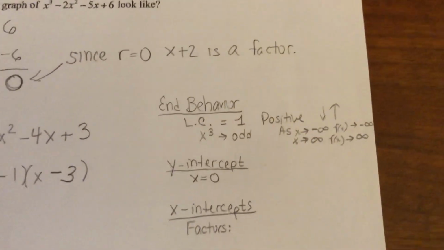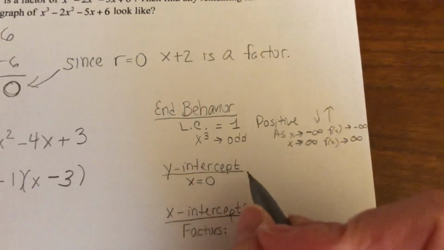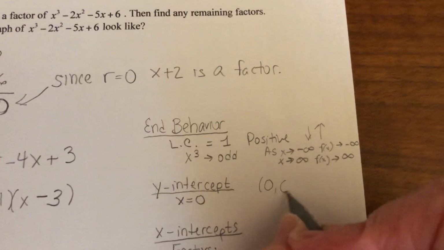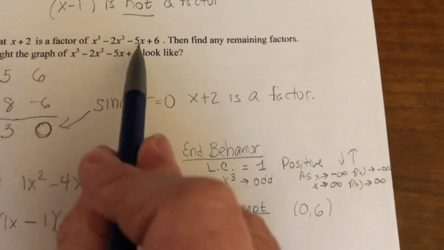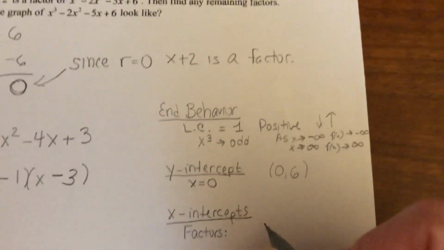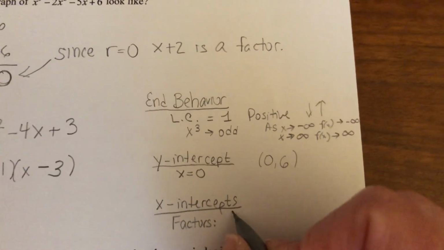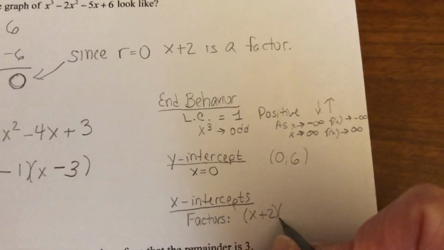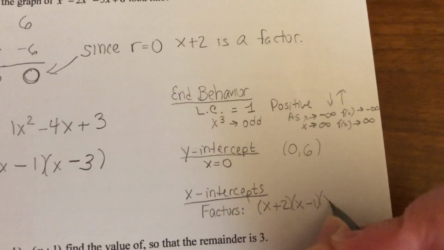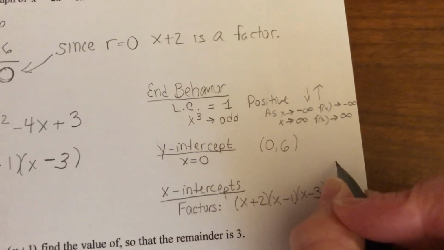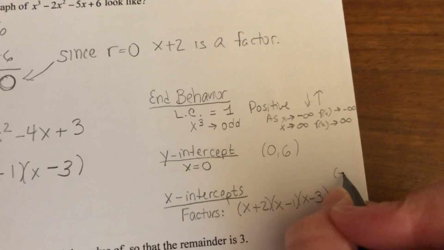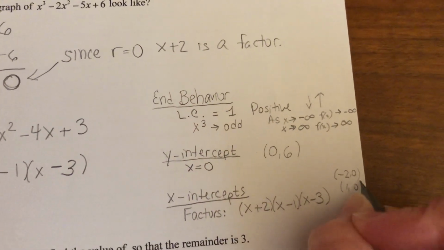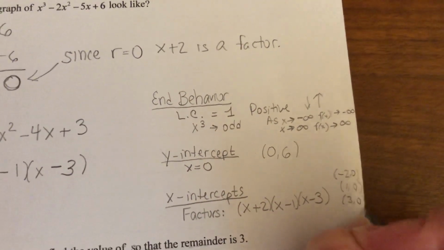What's the y-intercept? The y-intercept is where x is 0. So if we were to put 0 in for all the x, your y-intercept would be 0, 6, because when you put 0 in, everything else disappears there. Your x-intercepts, well, what are our factors again? We had the factor that we just proved, x plus 2, and then we factored the depressed polynomial and got x minus 1 and x minus 3. So your x-intercepts are going to be negative 2, 0, and I'm using the zero product property to find that. We have 1, 0, and then 3, 0.